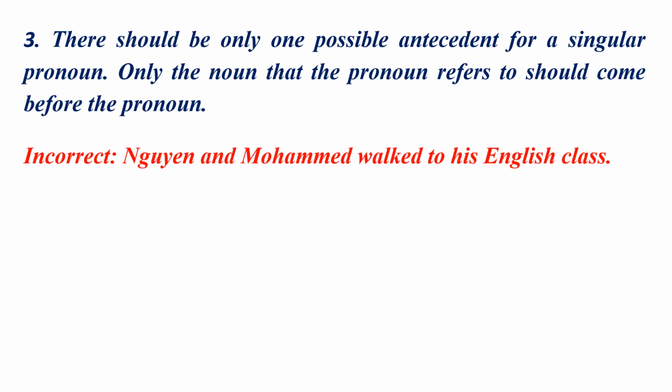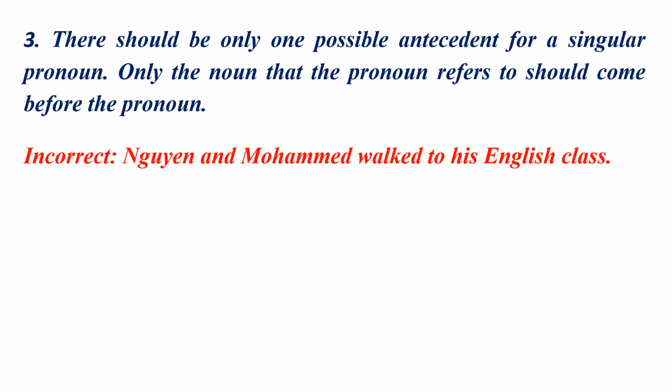Here's an example: Juan and Muhammad walked to his English class. Here we have two antecedents before a single pronoun. We have the pronoun his, but we use Juan and Muhammad. So we get confused about which noun this his refers to. We actually don't know whose class who is going to.